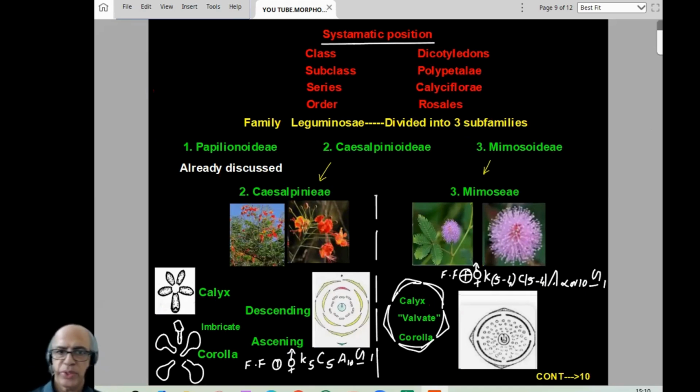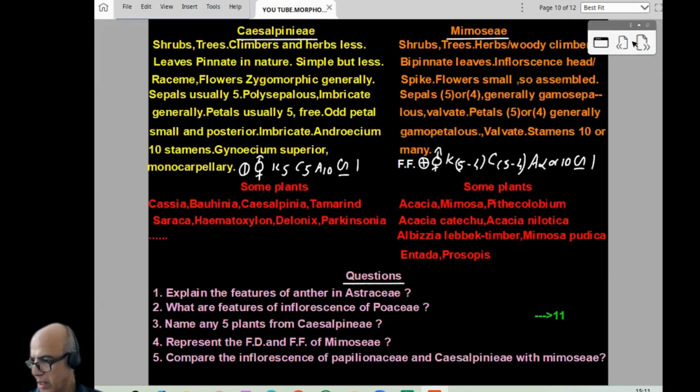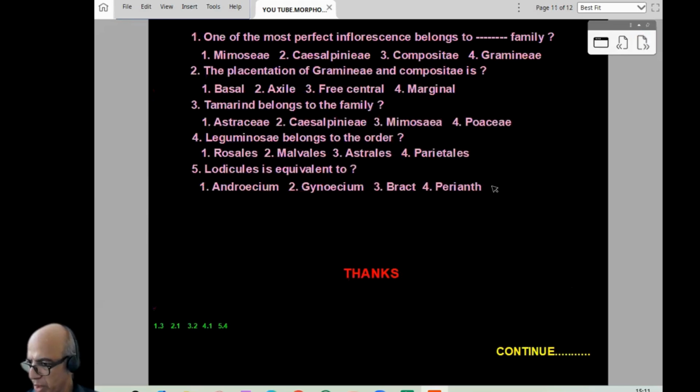Now coming into Mimosae, shrubs, trees, herbs, woody climbers, bipinnate leaves, inflorescence is a head or a spike, very small. Then sepals 5 or 4 united, generally gamosepalous, valvate, petals 5 or 4, generally polypetalous, valvate, stamens 10 or many. Then the comparison, some economically important plants from both sides. Then 5 theory questions, then 5 NEET model questions with the key.